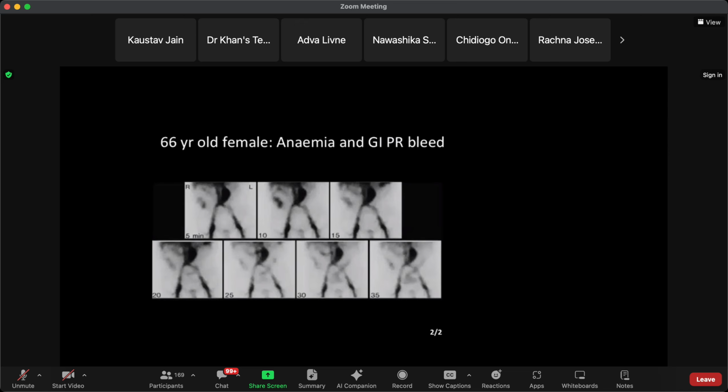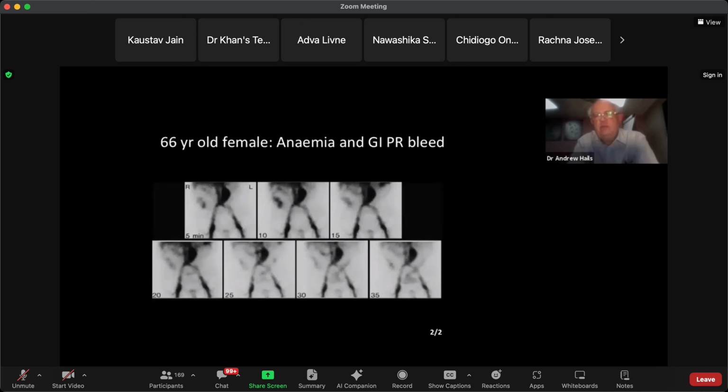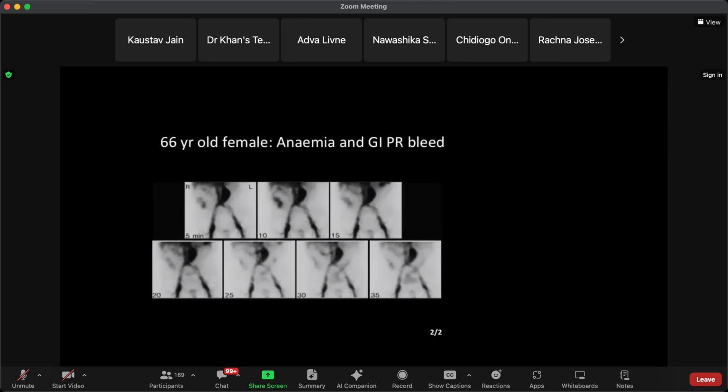I'm wondering whether this is a red blood cell labeled scan? It is. And there is uptake in the aorta, but then also high uptake in the bowel that I can see.